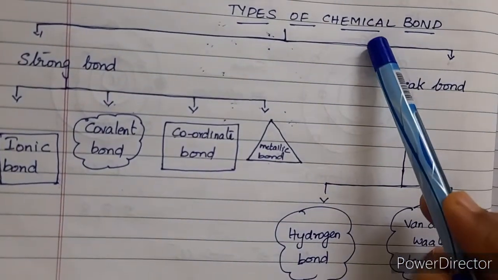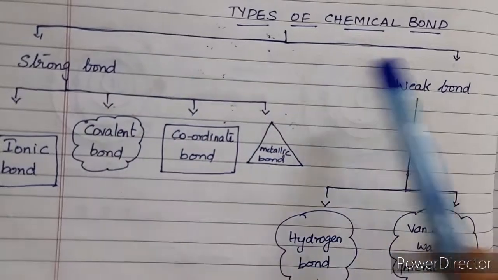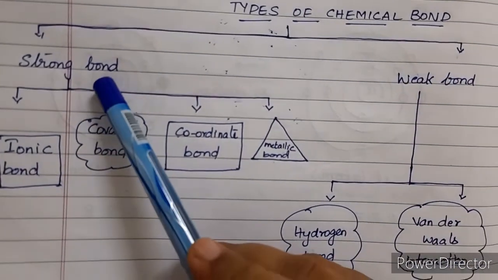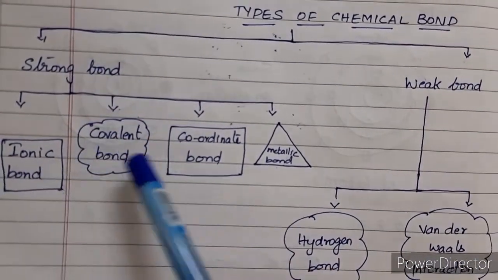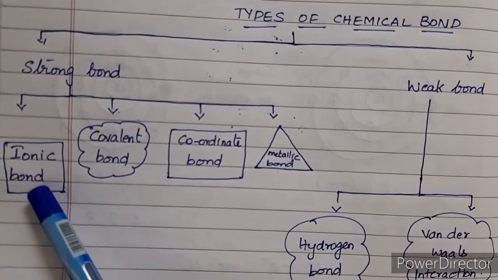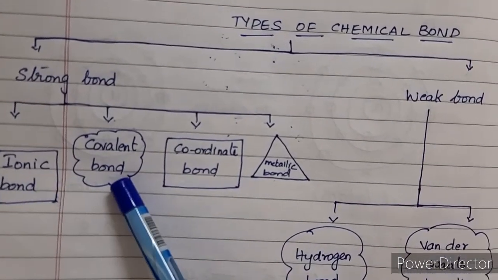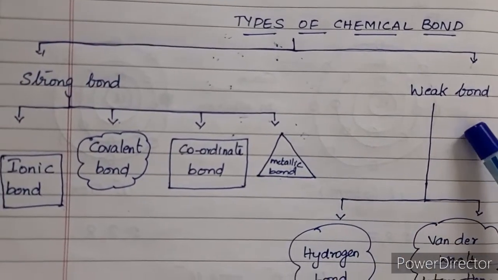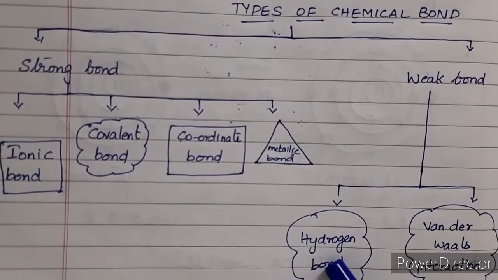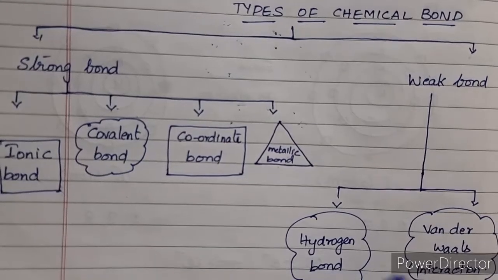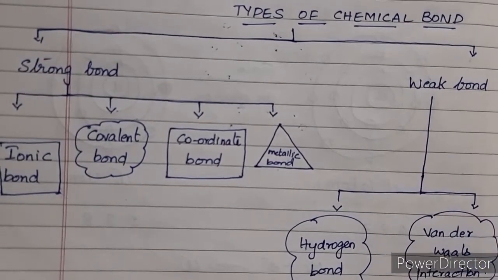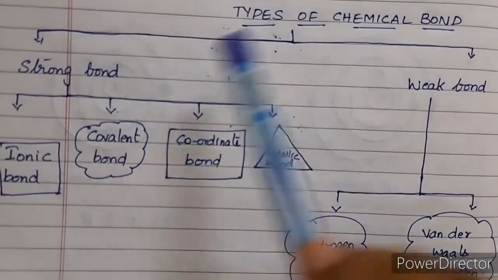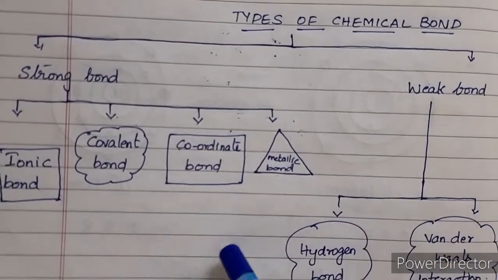Now this chemical bond is divided into strong bond and weak bond. Now see the strong bond, children. It is further divided into 4 types. The first one is ionic bond, then covalent bond, coordinate bond and metallic bond. Now if you see the weak bond, it is divided into 2 types, hydrogen bond and van der Waals interaction. So this is how the chemical bonds are classified.